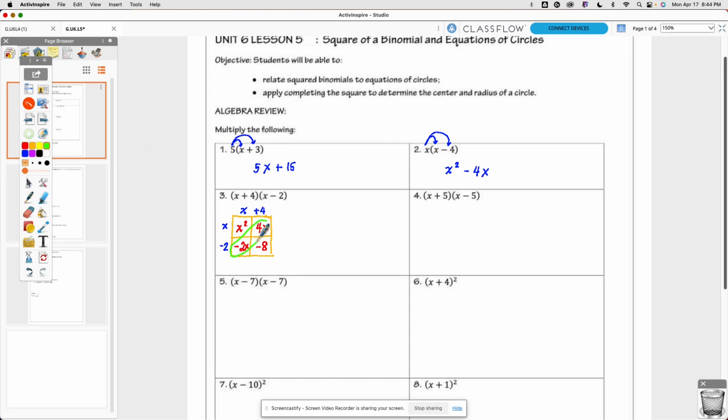Okay? Now, what do we do with this box? We draw the diagonal, because those are similar terms, meaning we can combine them. So we have this box here, x squared, and then we add 4x plus negative 2x. So 4x minus 2x is equal to 2x. And then you have that remaining term, minus 8. So x plus 4 times x minus 2 is equal to x squared plus 2x minus 8.